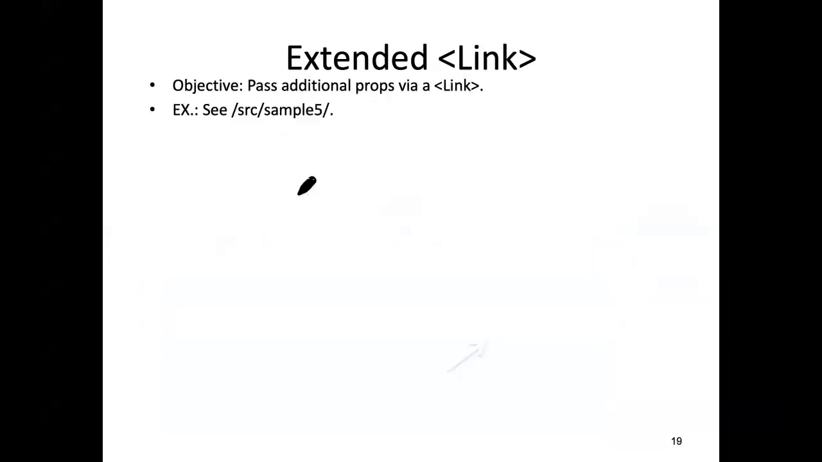The last example we'll look at in today's lecture is the extended link idea. When we click on a hyperlink that's programmed with the link component, our new page is mounted, but supposing we wanted to pass some custom props to that page that it would use, how do we actually do that? It turns out that there are two forms of the link component that allow us to do it.